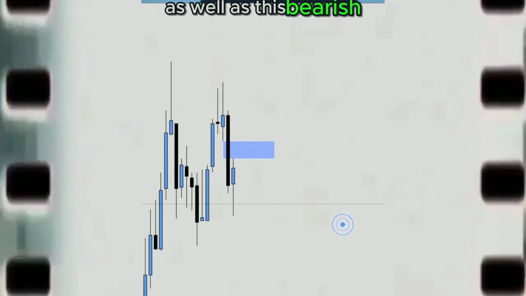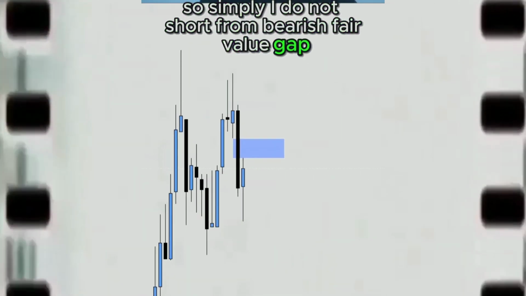As well as this bearish fair value gap being created, we have a strong draw on liquidity, which is all-time highs. So simply, I do not short from bearish fair value gaps. I wait for them to be disrespected and inversed.